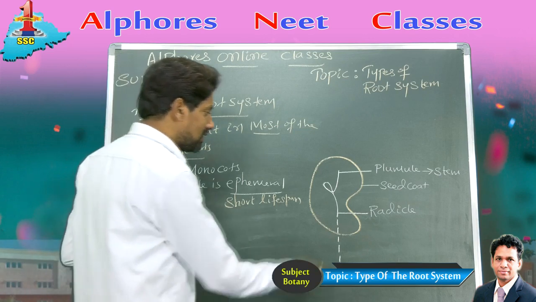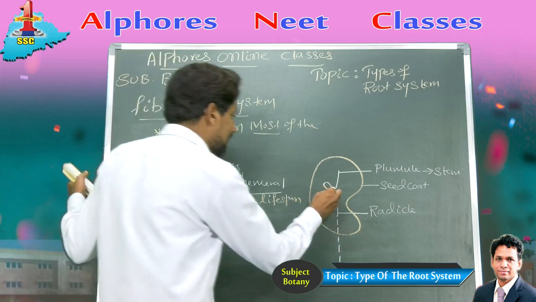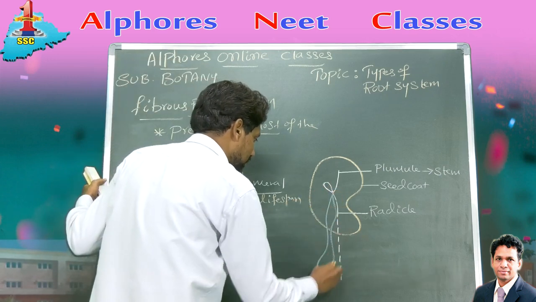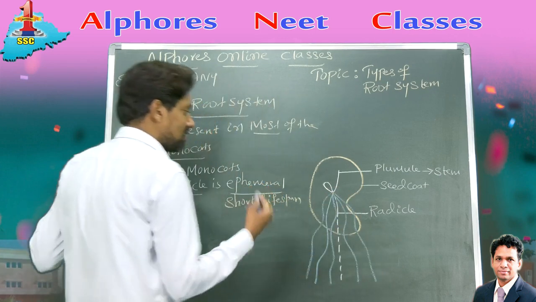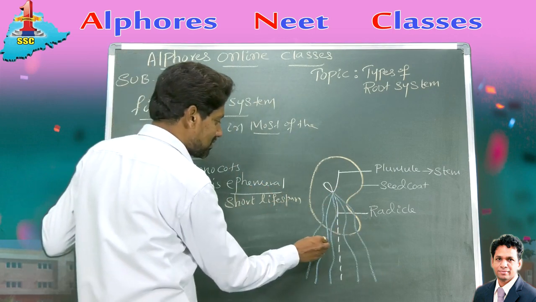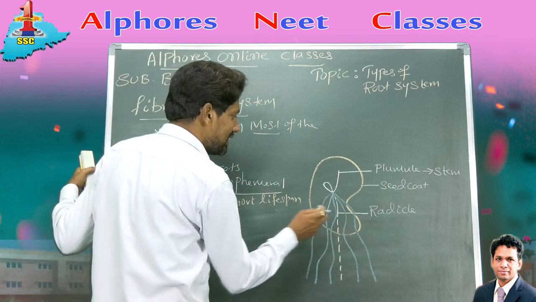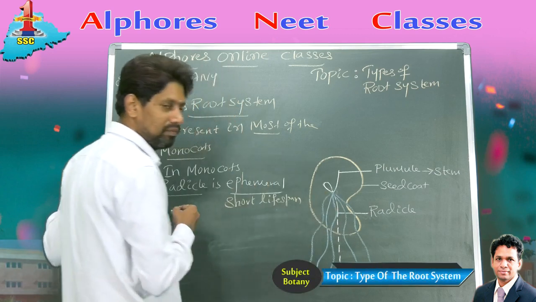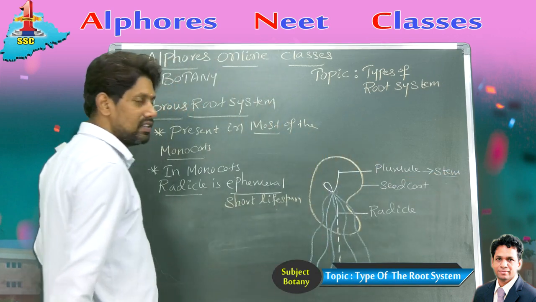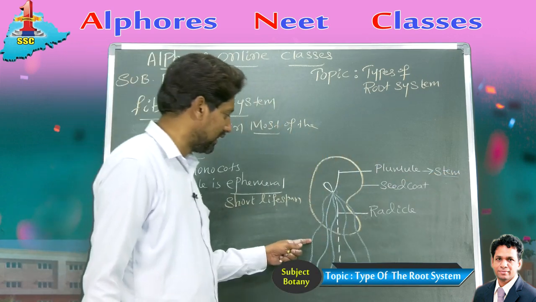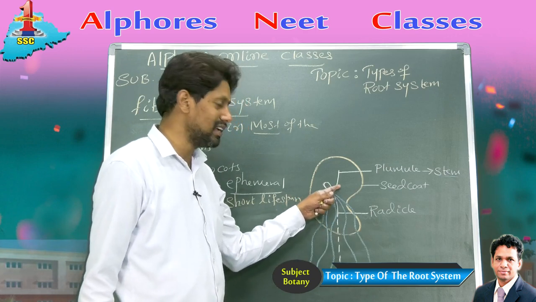Now listen here. When radicle disintegrates, after disintegration of radicle, a cluster of roots arises. What are arising? Cluster of roots are arising. From where are these arising? Cluster means group. This cluster of roots is arising from the base of the plumule, or the base of the stem. Is this statement okay?